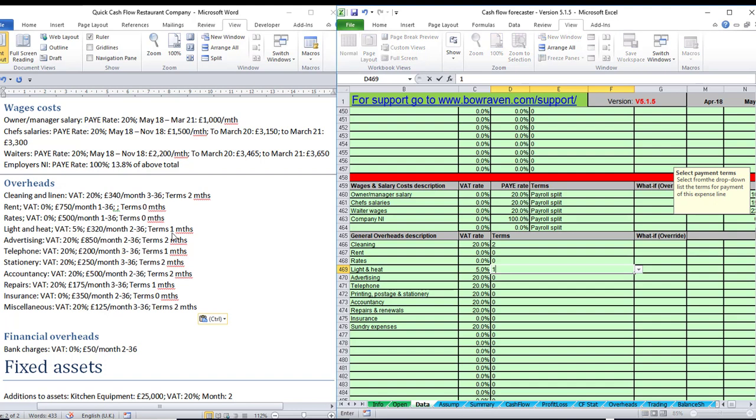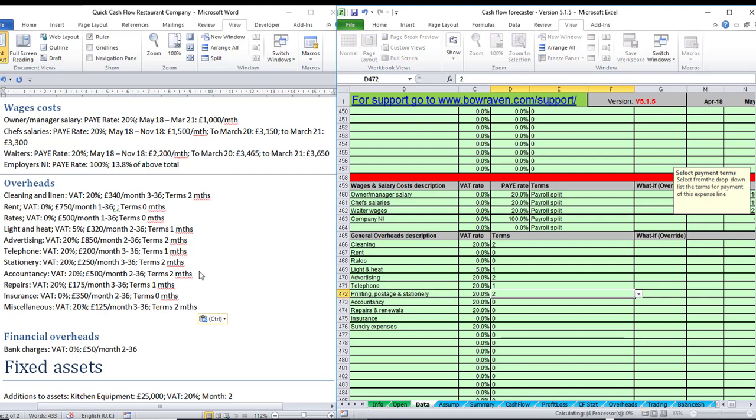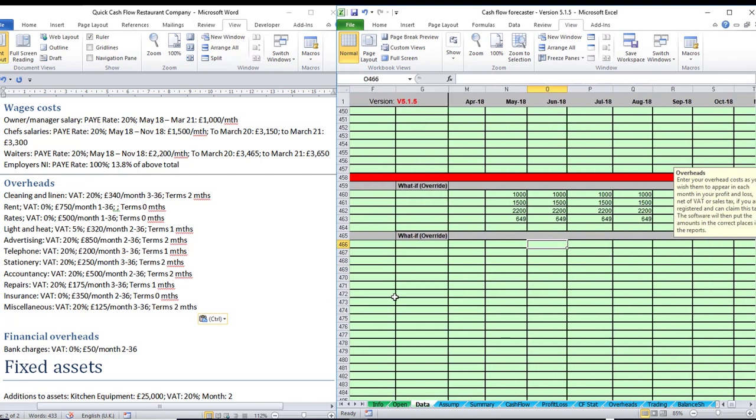Light and heat, we've got 1 month or 30 days. Advertising, we've got 2 days. Telephone, you can either type the numbers in or click on the drop down, whichever's easier for you. I find it easier sometimes to type over it. So where are we? Printing, stationery is 2 months. Accountancy 2 months. Repairs 1 month. So I'm just showing you the different variety of what you can do here. And then let's enter the numbers.